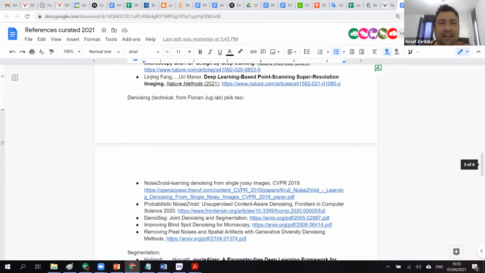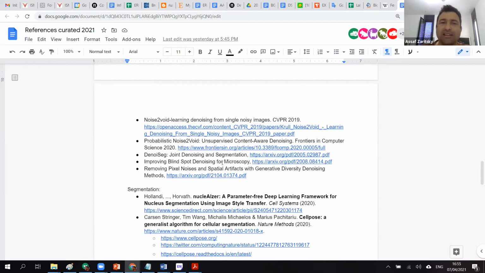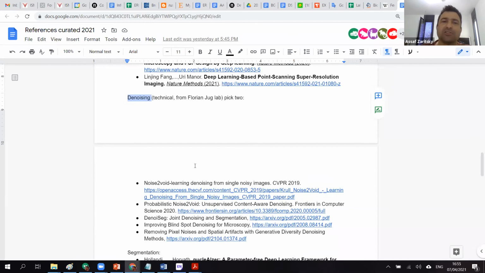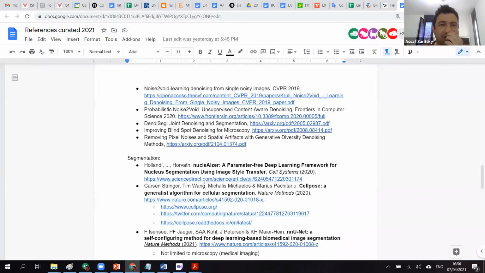Here are denoising follow-up studies from Florian Jug, who was involved in CARE. Cool ideas about reducing noise in microscopy images. If you pick from here, these are shorter papers and more technically oriented, so you'll need to pick two. The ideas are very simple and straightforward. I mean, they're cool, but simple.